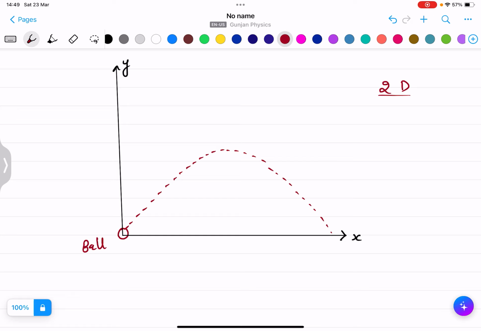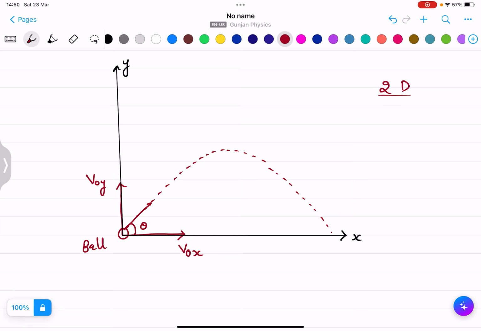Suppose a ball we are kicking like this is making an angle theta here, right? And we all know if there is an angle theta, that means there will be a horizontal component and there will be a vertical component, right? Let us say the horizontal component is VOX and let us say the vertical component is VOY.